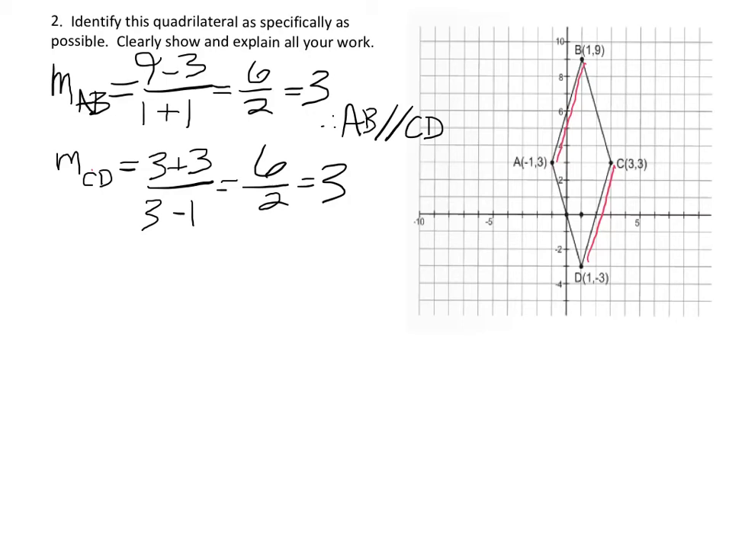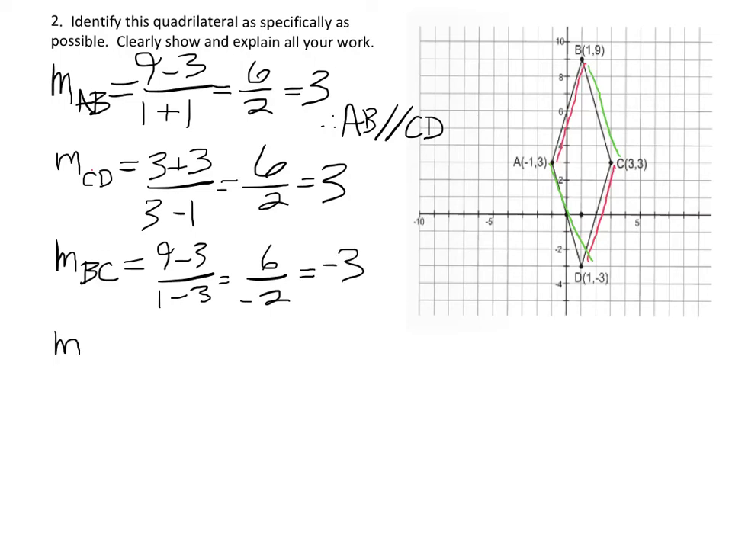But I need to show that the other two sides are parallel as well, so I need to do BC and AD. Because for it to be a parallelogram, I would need both pairs of sides to be parallel. Right now, I only know that it might be a trapezoid, but I'm going to check, because it looks like it might be a parallelogram to me. So I'm going to do the slope of BC. I'm going to start with the y's, 9 minus 3, and the x's, 1 minus 3. So we have 6 over -2, which is going to be -3, and then do the slope of AD.